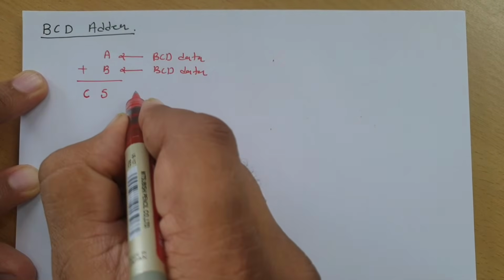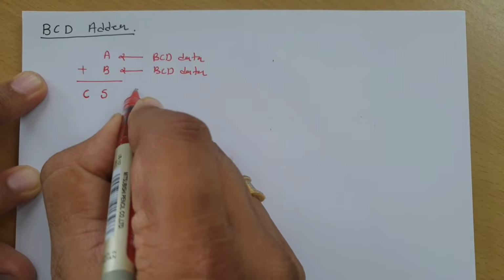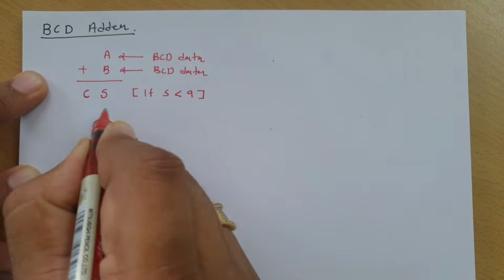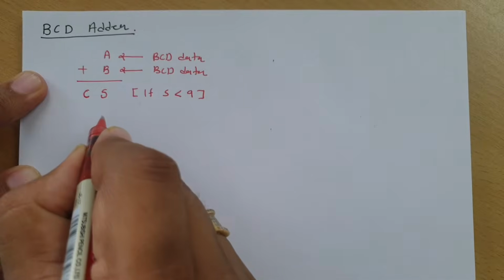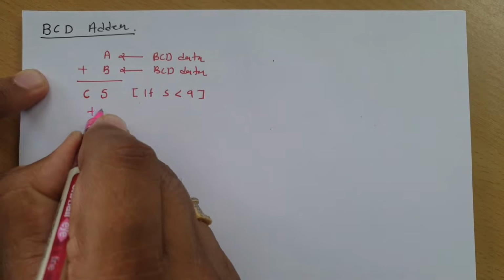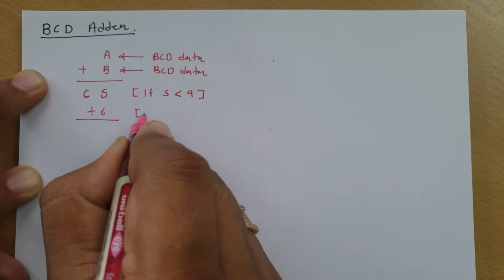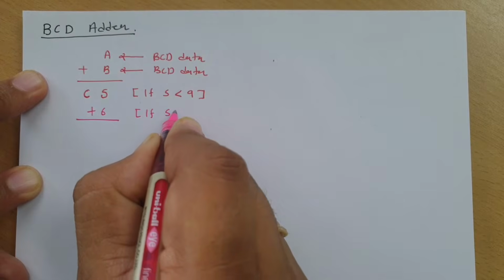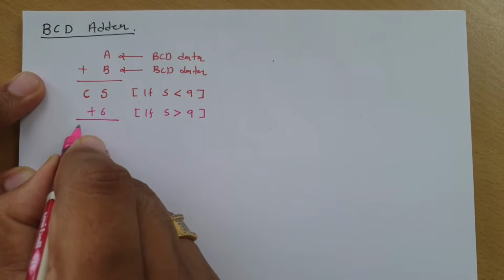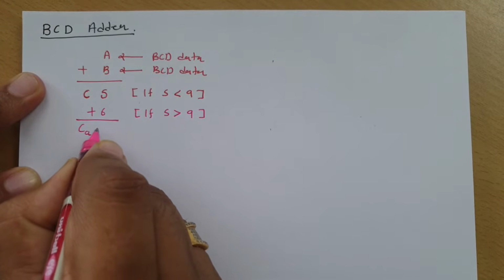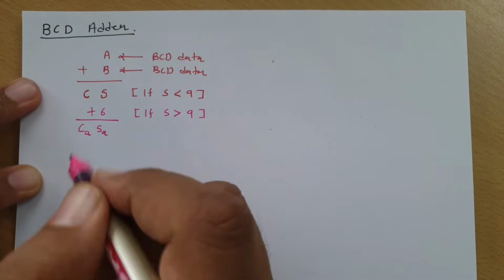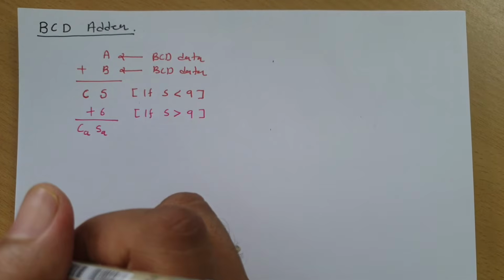We need to consider this carry and this sum: if the sum is less than 9, that is fine. But if the sum is greater than 9, in that case we need to add plus 6, and then we can have another carry, let us say CA, and another sum, that is SA. So, this is the basic operation that we do in BCD addition.